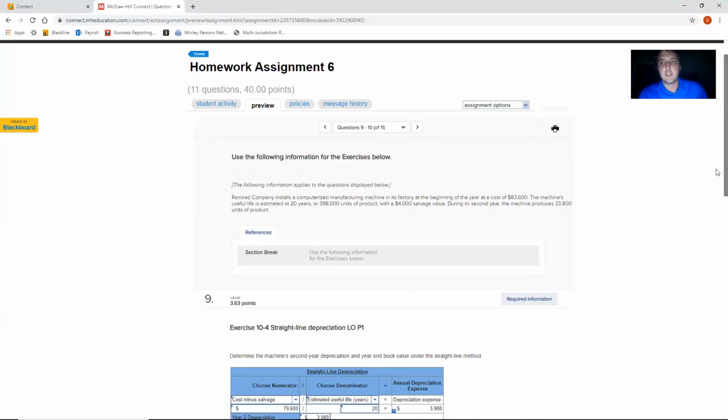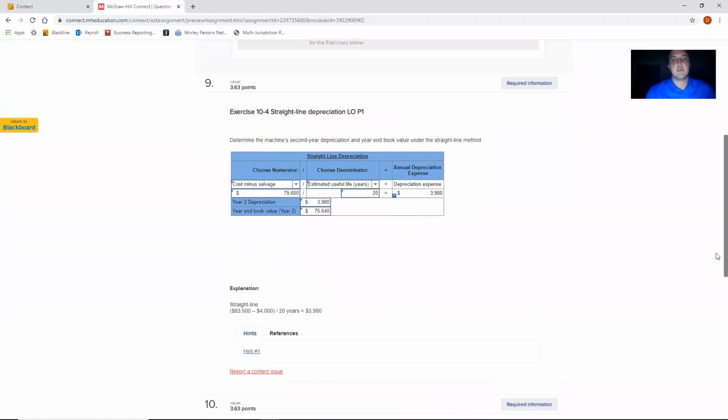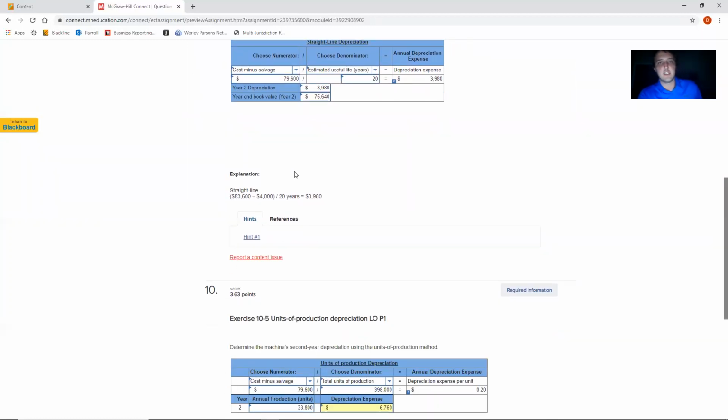All right. Here we're going to use straight line, and then we're also going to be using the units of production. So in each of these, the cost minus salvage is going to be the same. The difference is the base, what you divide by here, is going to be the useful life. That gets you your depreciation expense. You're going to use that each year, and the net book value is going to be the purchase price minus those 2 years of depreciation.